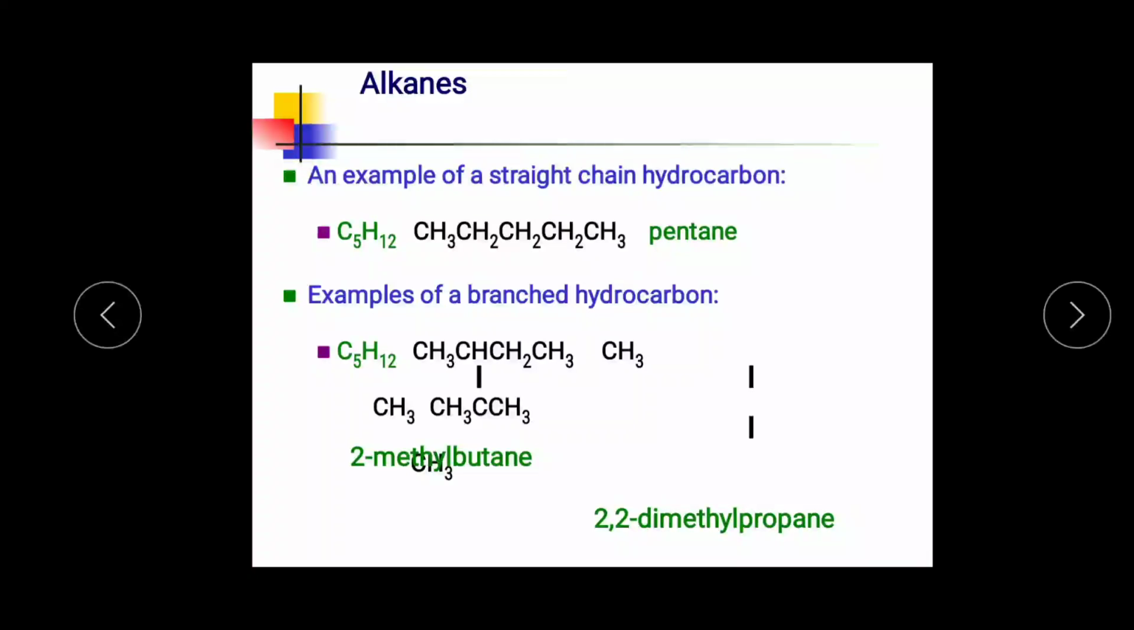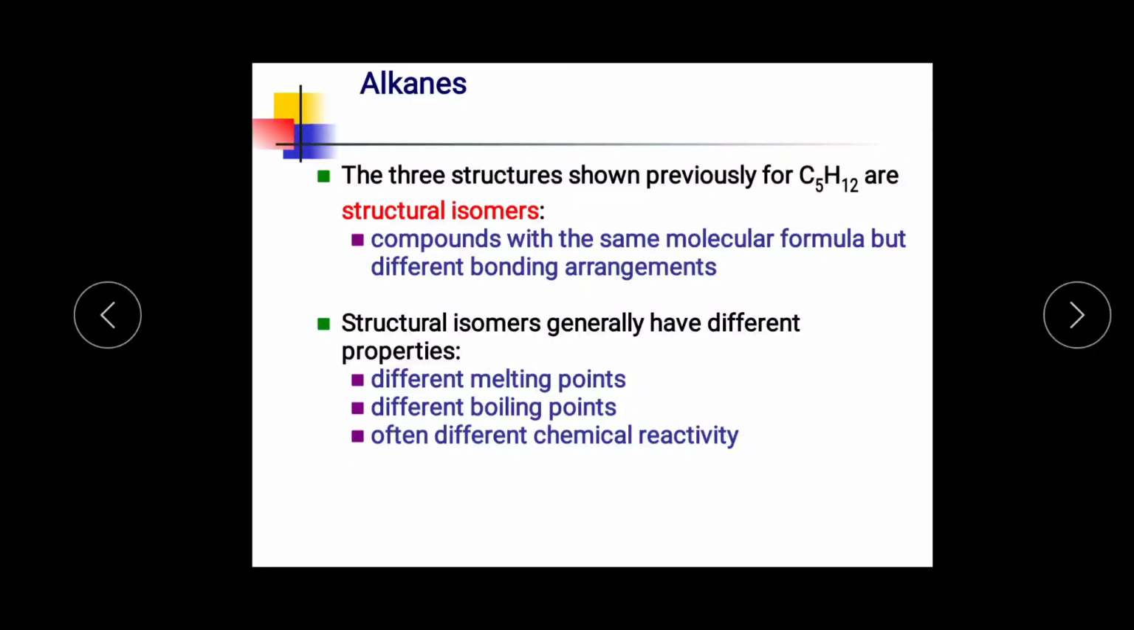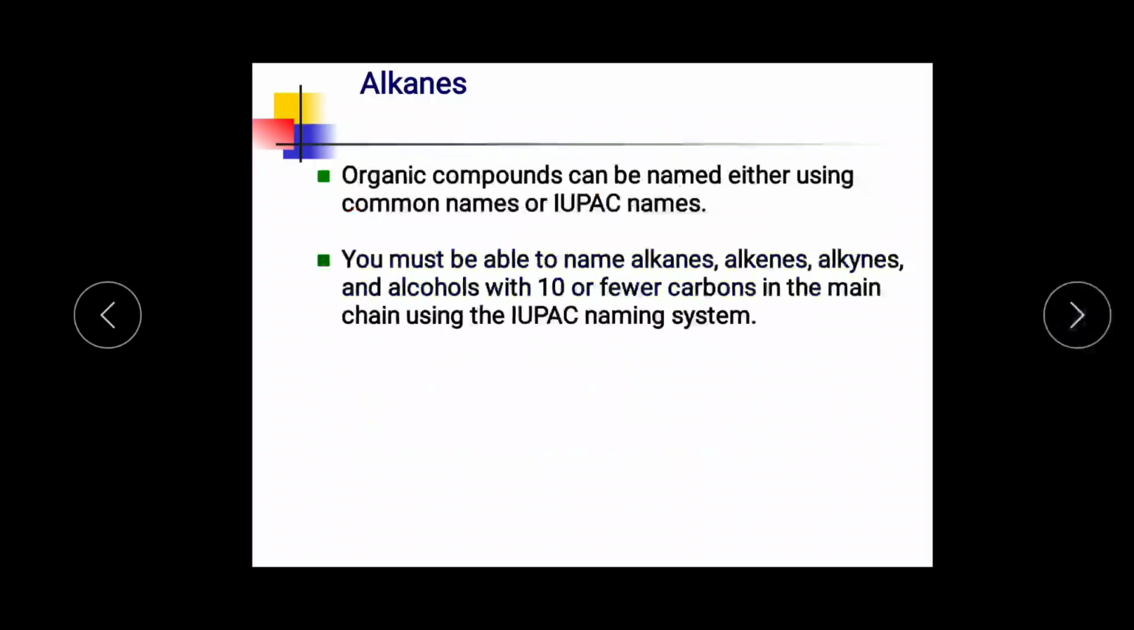So as an example here we have pentane. The three structures shown previously for C5H12 are structural isomers. When we say structural isomers, they are compounds with the same molecular formula but different bonding arrangements. Structural isomers generally have different properties. They have different melting points, different boiling points, and often different chemical reactivity.